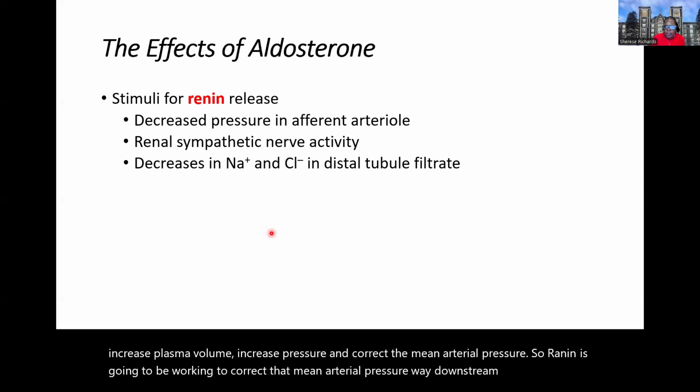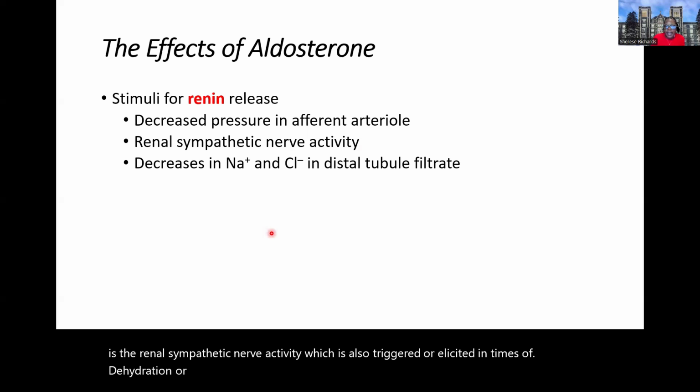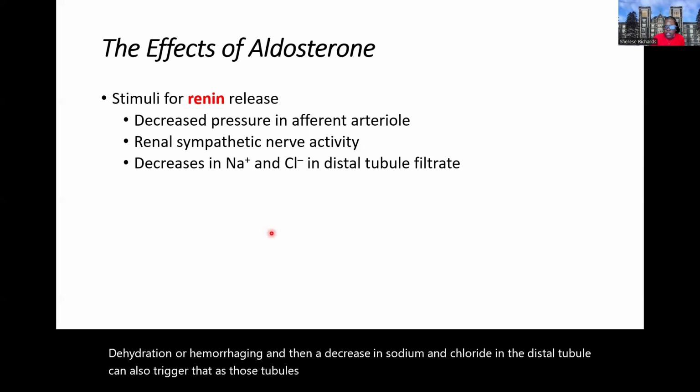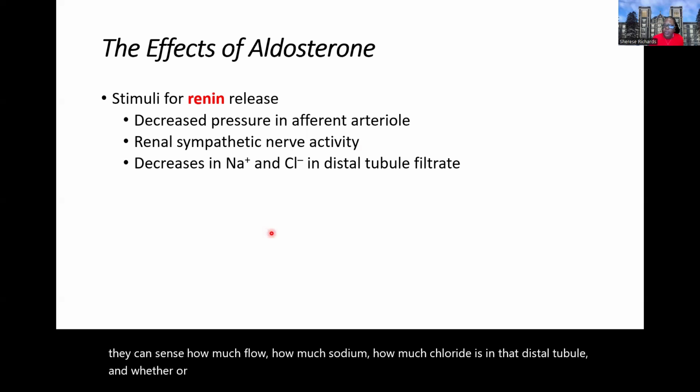The other thing is the renal sympathetic nerve activity, which is also elicited in times of dehydration or hemorrhaging. And then a decrease in sodium and chloride in the distal tubule can also trigger that, as those tubules come very close to the JG apparatus. And then they can sense how much flow, how much sodium, how much chloride is in that distal tubule, and whether or not we need aldosterone in order to reabsorb some of that additional sodium.